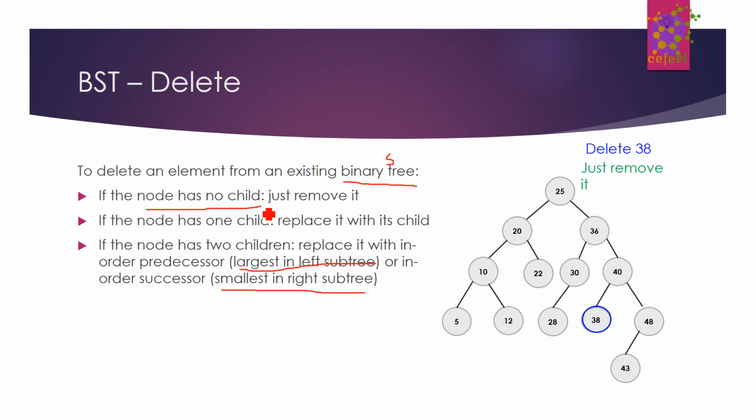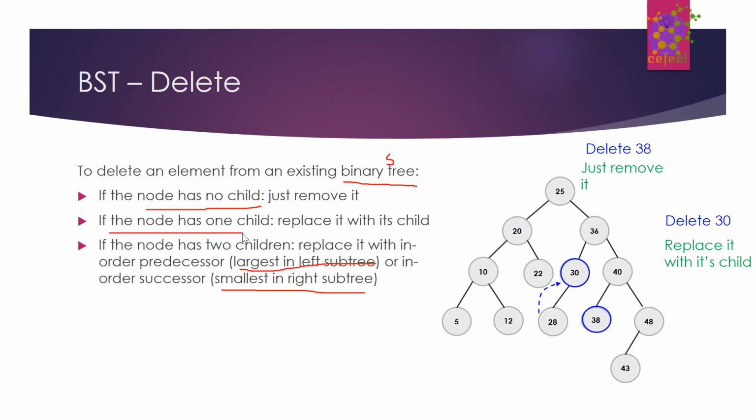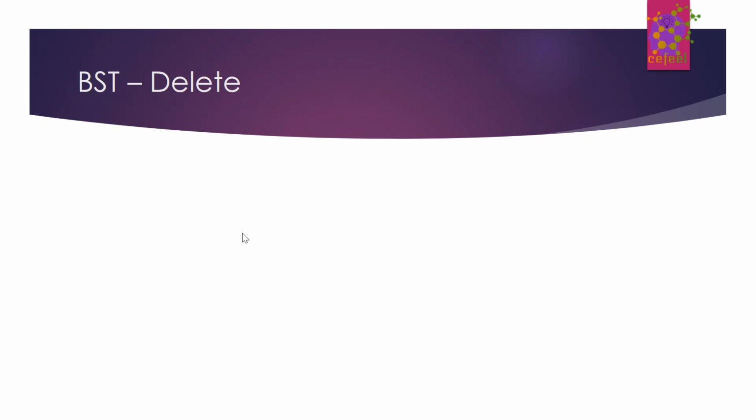Now let's see the second condition, which means the node has one child. For this, let's take an example of 30, because 30 has one child, which is 28. So how do we delete it? We just replace it with its child. The simple strategy is to remove 30 and then replace it with 28. That's all. Now we'll see the third example, wherein the node has two children, in just a short while, after we discuss the algorithm or the pseudocode for the delete operation.